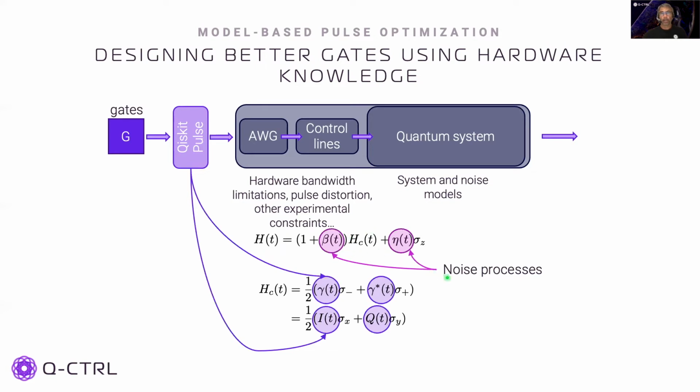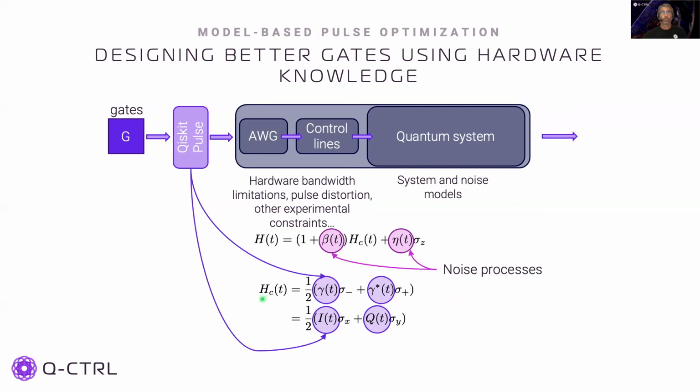To design better gates, we also need to know what we are fighting against. In this case, we are considering two possible sources of noise: fluctuations in the control Hamiltonian itself, as represented by this beta term, and a dephasing process proportional to the sigma z operator, and this slowly varying stochastic variable eta.